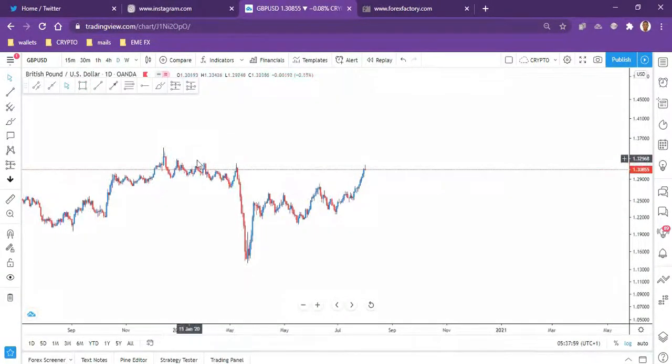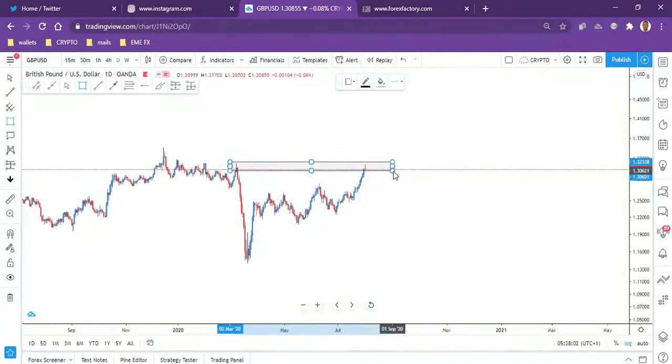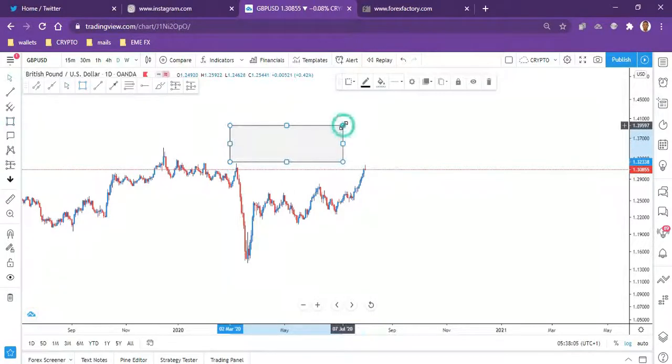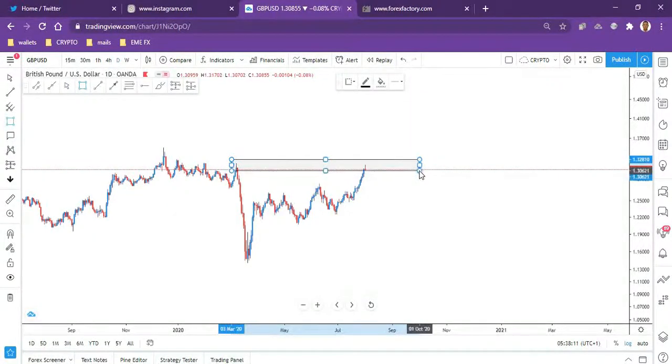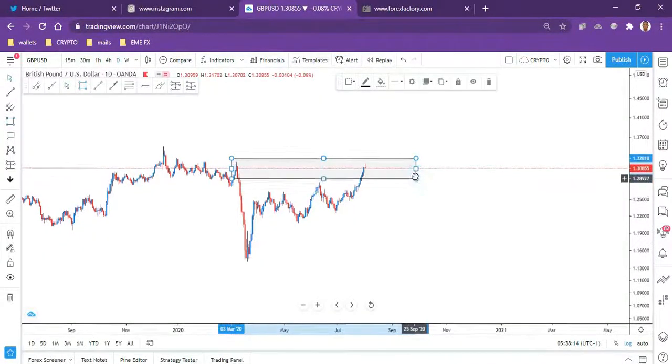you can see this. There's something interesting that is about to happen. We could see there's something interesting that is about to go down on this pair.